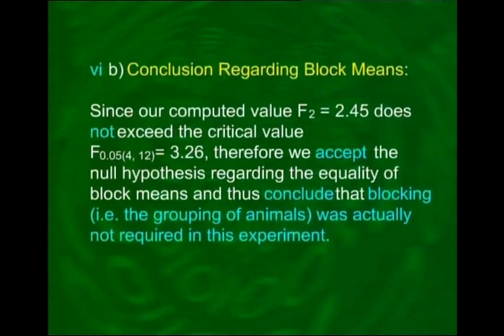On the other hand, since our computed value of F2, that is 2.45, does not exceed the critical value 3.26, therefore, we accept the null hypothesis regarding the equality of the block means, and thus we can conclude that the blocking, that is the grouping of the animals as it was done in this experiment, was actually not required.